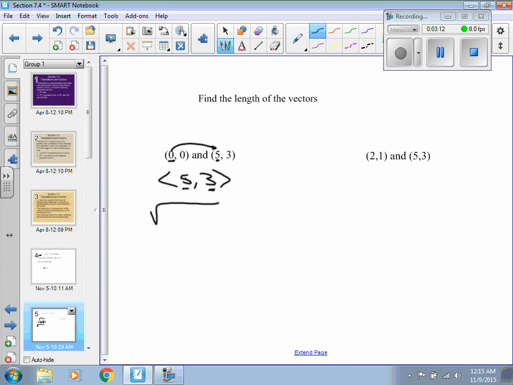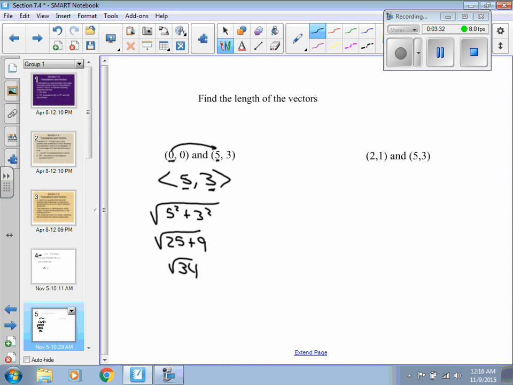So I'm going to take 5 squared plus 3 squared. It's going to be a little less work this way. 5 times 5 is 25. 3 times 3 is 9. And 25 plus 9 gives me the square root of 34. And that is the length of our vector, or magnitude of the vector. Length and magnitude are the exact same thing.